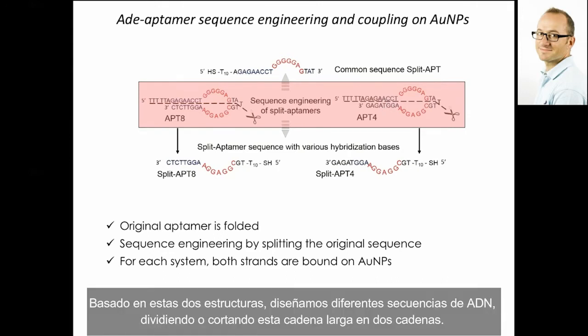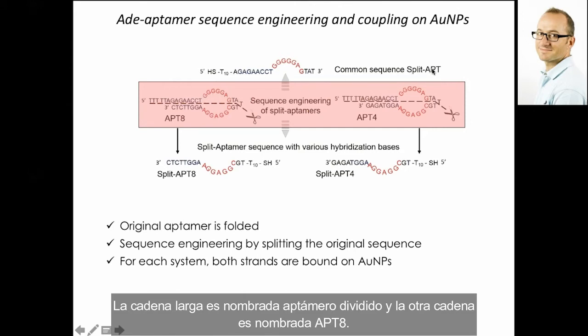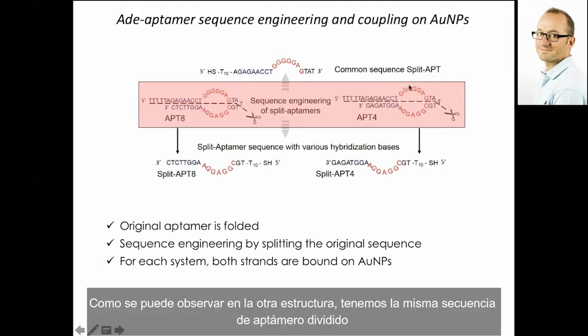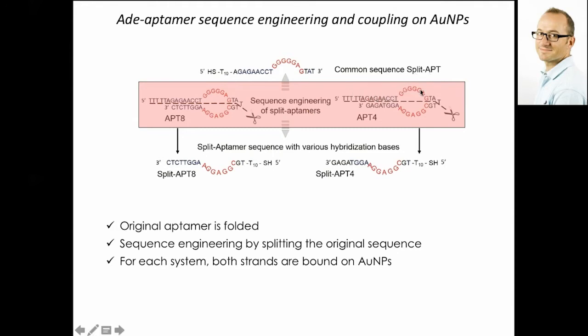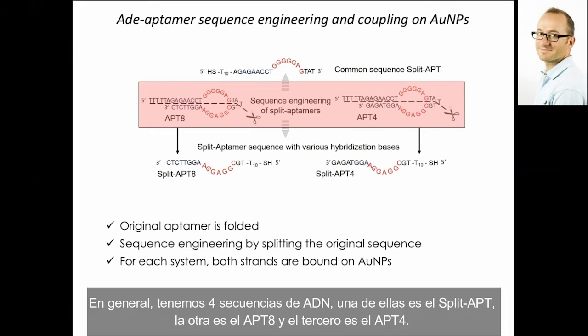Okay. So based on these two different structures, we designed different DNA sequences by splitting or cutting this long chain into 2 chains. This long chain here is named split aptamer or cut aptamer. And this chain here is named aptamer 8. As you can see on the other structure, we have the same common sequence, split aptamer or cut aptamer, and here a shorter strand that contains only the 4 matching bases, and this sequence will be named aptamer 4.